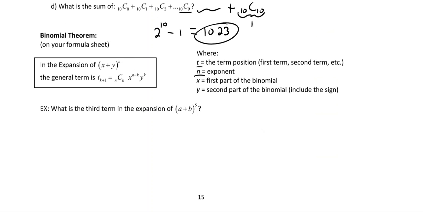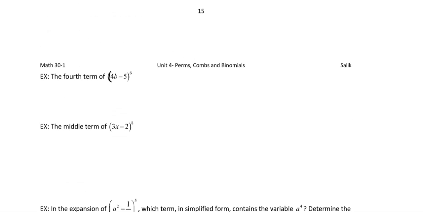N is going to be the exponent on the original one. So that's just this, right? So whatever your power was. X is going to be the first part of the binomial, and y is going to be the second part of the binomial. Now, careful, because in this case, my x would be a here, and my y would be b. But this would be my x, and the -5 would be my y, right? It's like both of them, because it's like plus negative if you want.